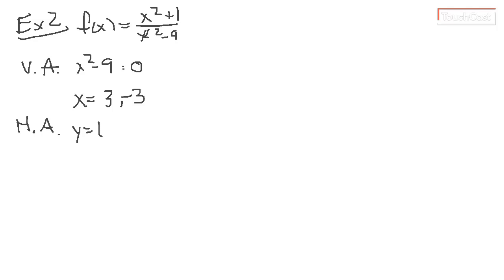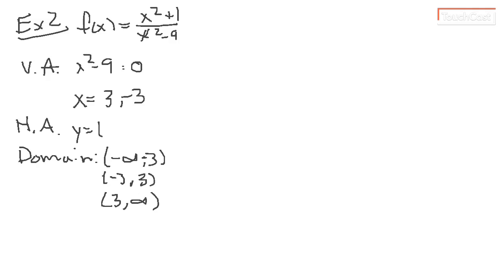Now, our domain is limited this time. Because we know there's discontinuities, we've got asymptotes at 3 and negative 3, our domain goes from negative infinity to, correction, not to 3, to negative 3. It goes from negative 3 to 3. Now we're not including negative 3. And then it also goes from 3 to infinity. And again, we're not including 3.